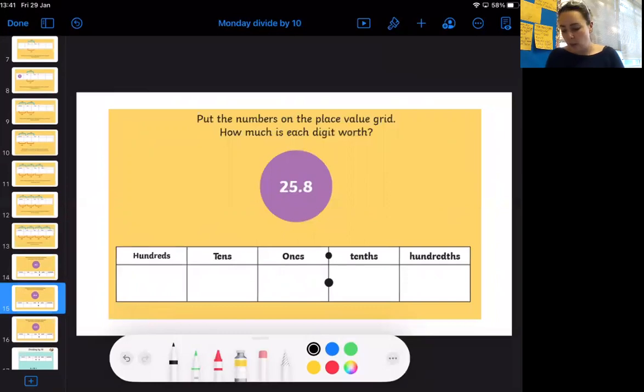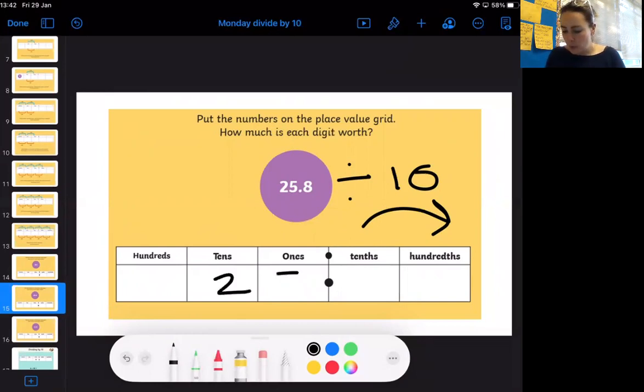Let's do the same, but this time with a decimal number. You're going to be dividing it by 10. Again, it's going to move one space across. In a moment, I'm going to ask you to pause the video. I'd like you to put this number on this place value grid and then divide it by 10 by moving it across one space. So pause it now.